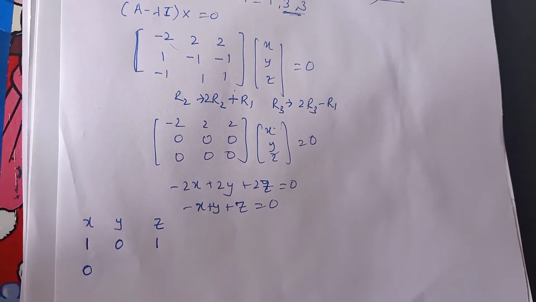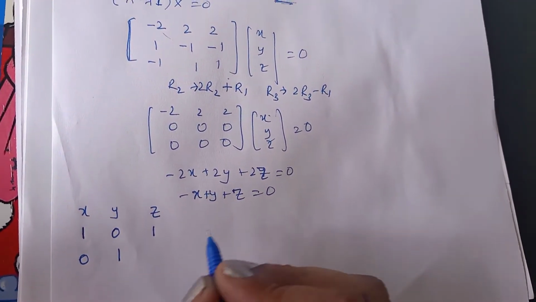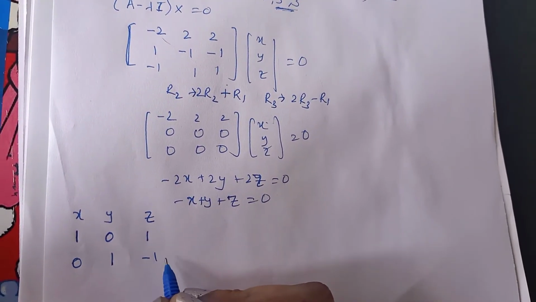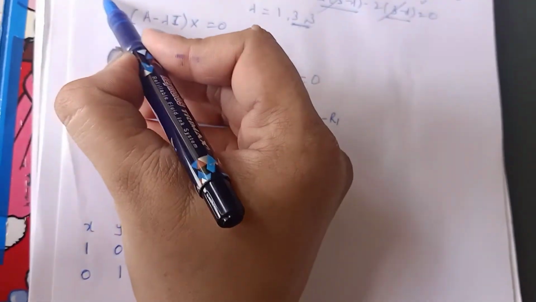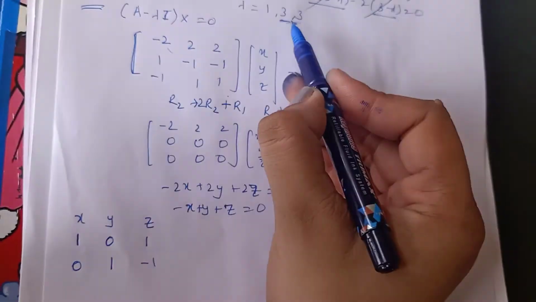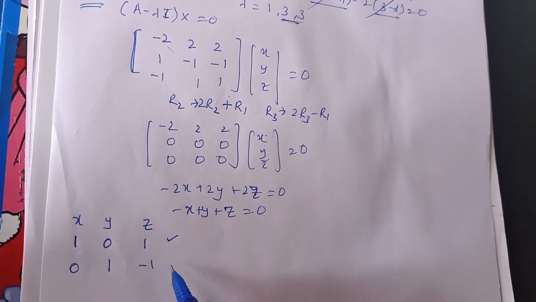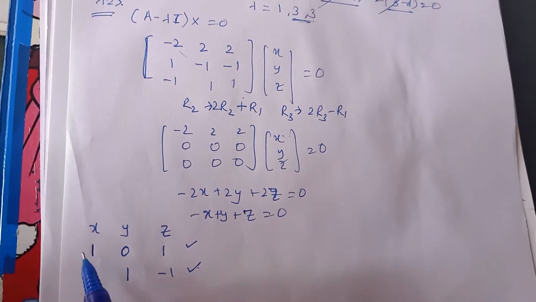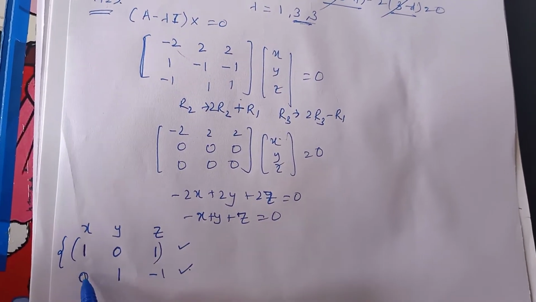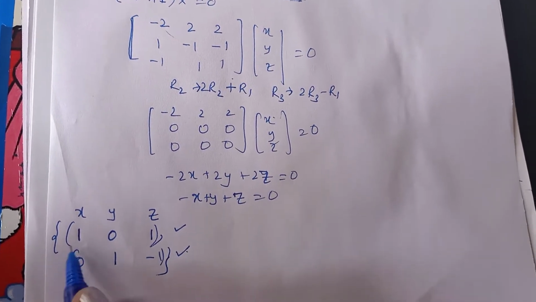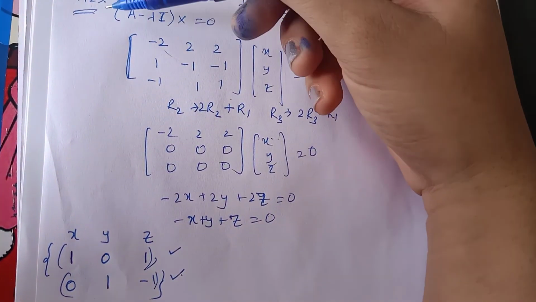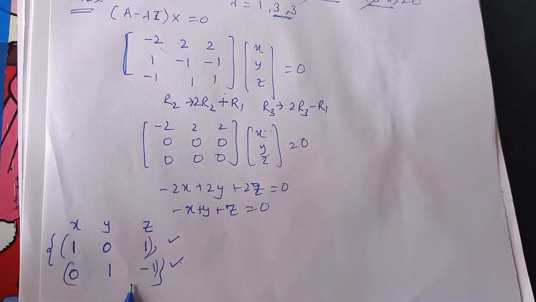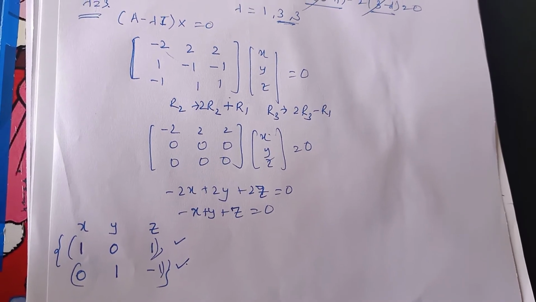Next time you will put x as 0, y as 1 and obtain the value of z. So this will be minus 1. So these are two eigenvectors corresponding to eigenvalue lambda is equal to 3. Since 3 was repeated twice, we have obtained two eigenvectors, and the set of these eigenvectors is called the eigenspace. These two vectors in a set, this set is known as the eigenspace of eigenvalue lambda is equal to 3, and the number of elements in the eigenspace is known as the geometric multiplicity.